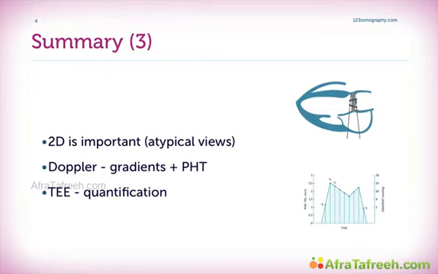2D imaging is extremely important in the assessment of valvular function. Often we have to use atypical views simply because we have shadowing caused by the prosthetic material. In addition, we use Doppler, color Doppler, and conventional Doppler, where we quantify the gradients and use the pressure half-time method to detect valvular obstruction and regurgitation. In many cases, we need an additional imaging modality, namely transesophageal echocardiography.